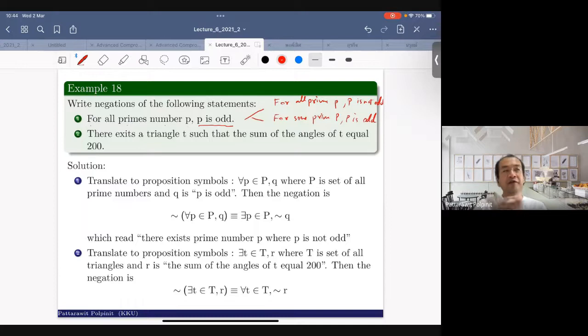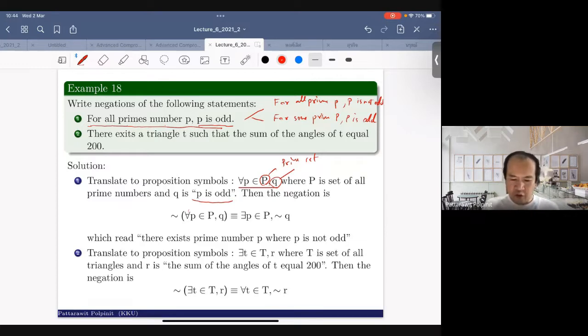If you think of the sentence directly to find the negation, it might not be obvious, it might not be that easy. But if you translate it into symbols, I can write it as for all p in the set of prime numbers, let's say this is the set of all prime numbers, and let Q be the statement that p is odd.